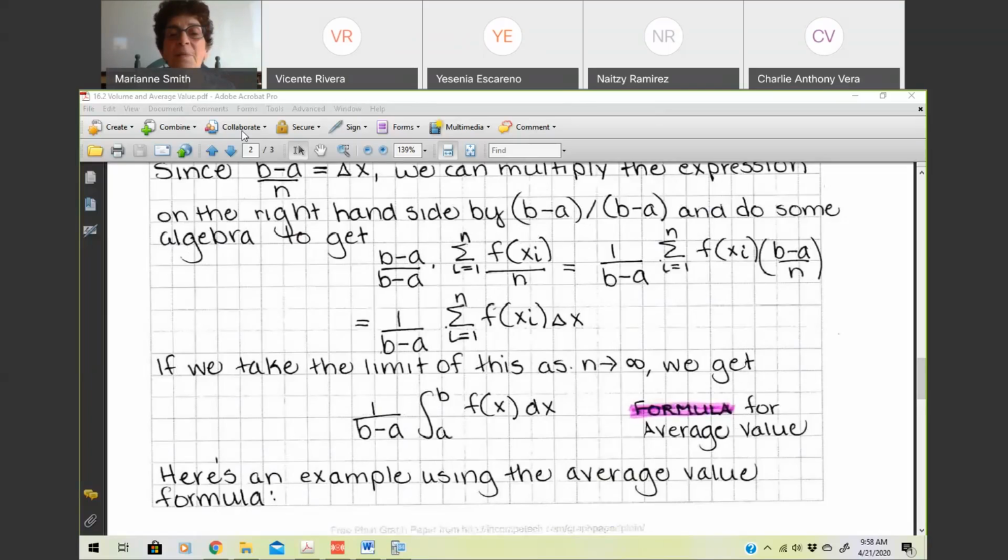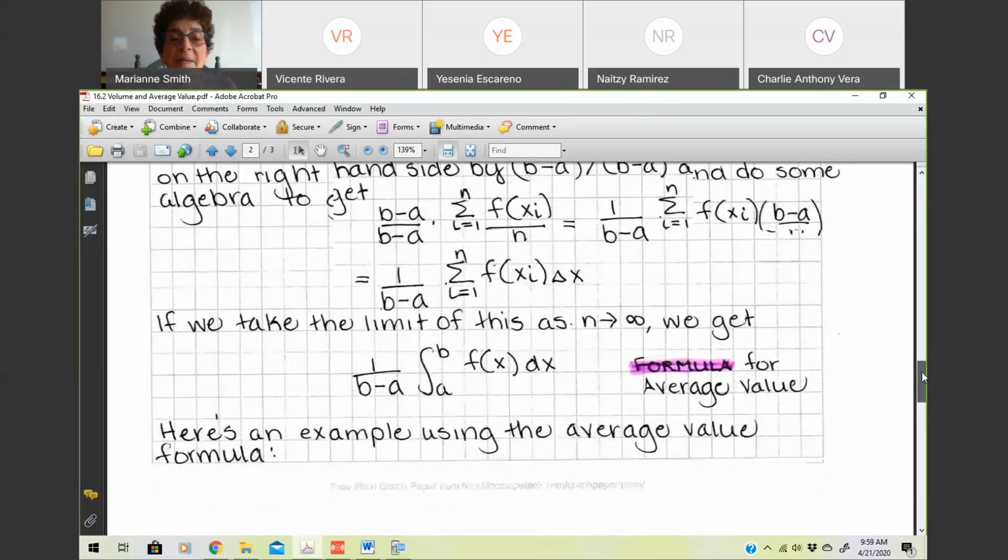Basically what I'm asking you is not can you recreate it, but are you all right with where this came from? Again, what I did was average some y values across an interval from a to b. And then I made a lot of subintervals. So I'm getting a better and better approximation of the average.